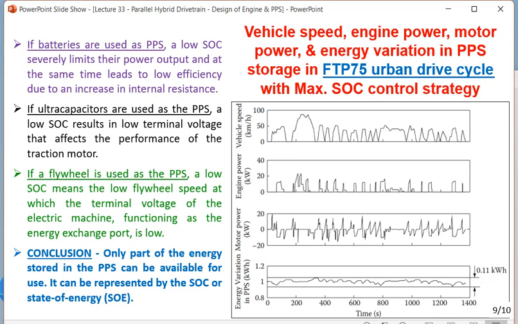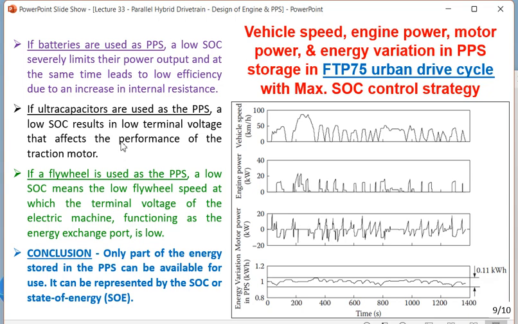So this was a small study. These two slides will not be asked in the exam. With respect to a drive cycle, what can be the electrical power of the engine, what can be the motor output, what can be the energy variation in the PPS, all those things are shown, and some conclusions related to different types of secondary source are shown here.